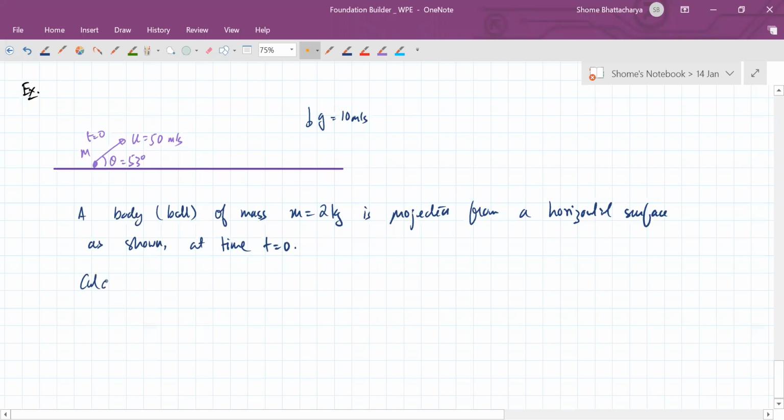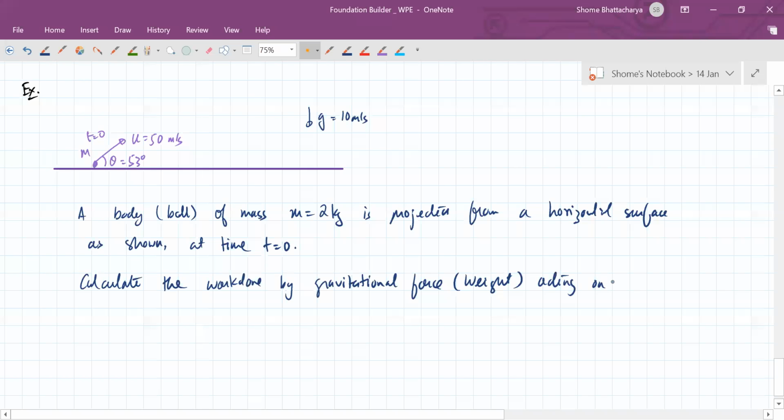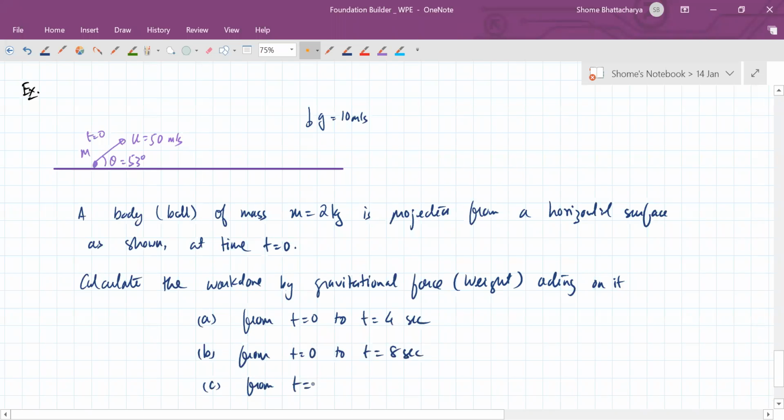Now we want to calculate the work done by the gravitational force acting on it. Calculate the work done by gravitational force, that is nothing but the weight, acting on it from t equal to 0 to t equal to 4 seconds. Secondly, from t equal to 0 to t equal to 8 seconds, and also from t equal to 4 to t equal to 8 seconds. So in these three different intervals of time, every time we have to calculate the work done by the gravitational force, or the work done by mg.